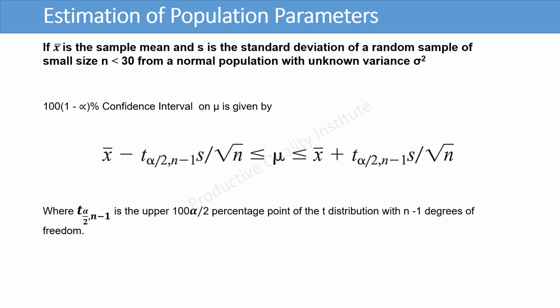T of alpha over 2 and n minus 1 is the upper alpha over 2 point of the t distribution, with n minus 1 degrees of freedom. The calculations will be clearer during the next exercise.